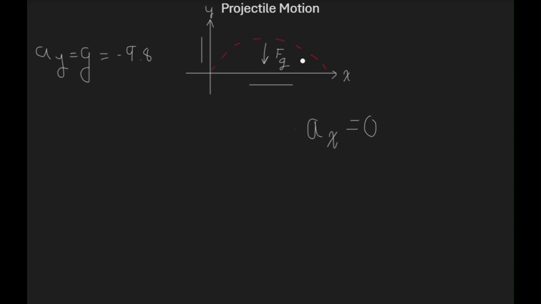Together, the motion of the x and the motion of the y produce a curved path, a parabola. At every point, the horizontal and vertical motions combine to define the object's total velocity.